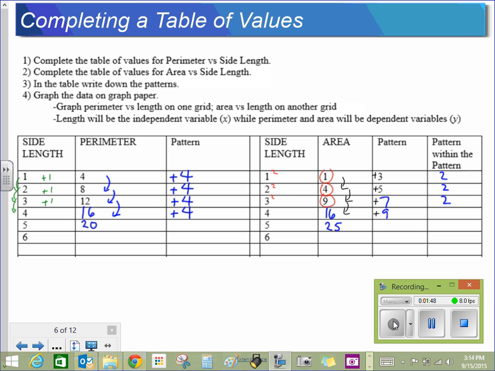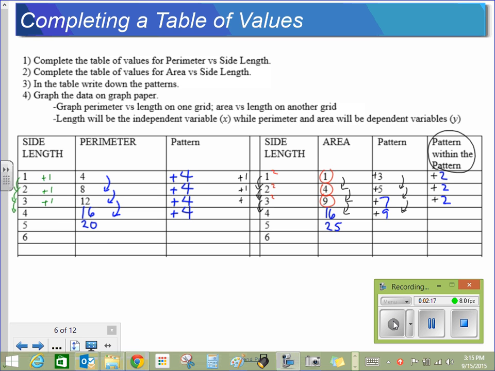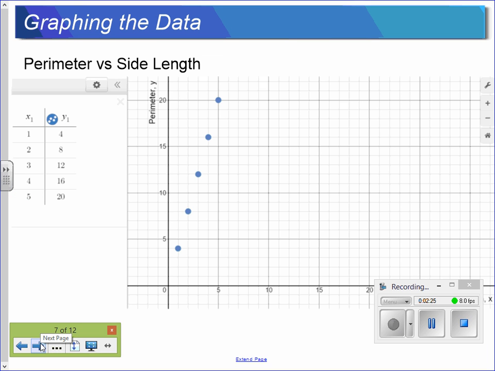The interesting thing this time is that we have a fourth column and that there is a pattern within the pattern. You can see that we have consecutive increases in that first pattern of 2. Also take note that as the values of the side length increase, they too once again are increasing by adding 1 each time. So that's important to remember when we take a look at the graphs. Let's go there now.